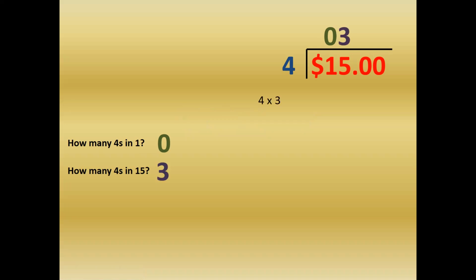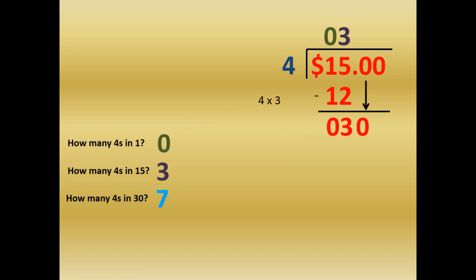Then we have to do 4 times 3, which is equal to 12. Then we have to subtract 15 minus 12, which is equal to 3. Then we have to take down our 0. So how many 4s go into 30? 7. So we put a 7 above the first 0, and then 4 times 7 is equal to 28.